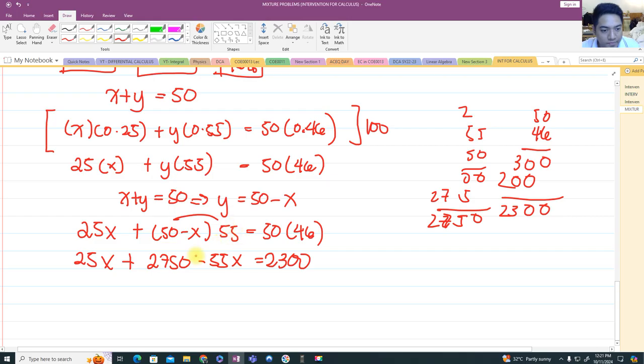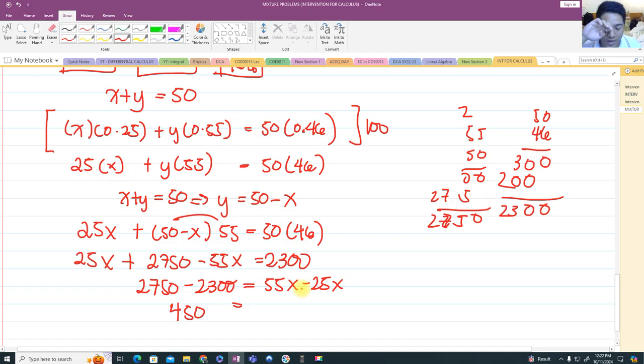Okay. So we have 2,750 minus 2,300 equals 55x minus 25x. So 2,750 minus 2,300, that would be 450. Okay. So because 2,700 minus 2,300 is 400, so 450. You have now 55 minus 25, so we have 30x.